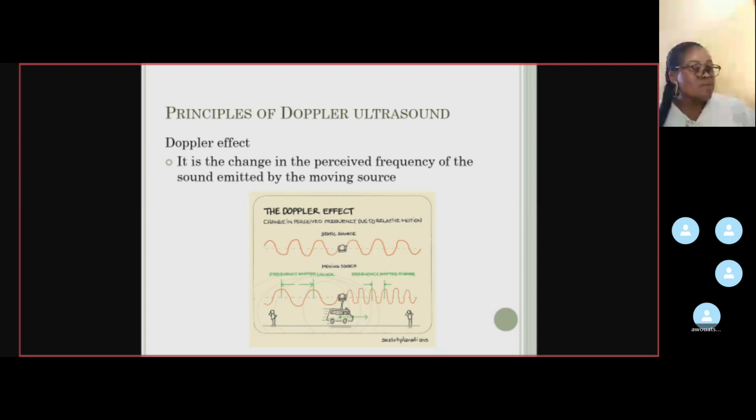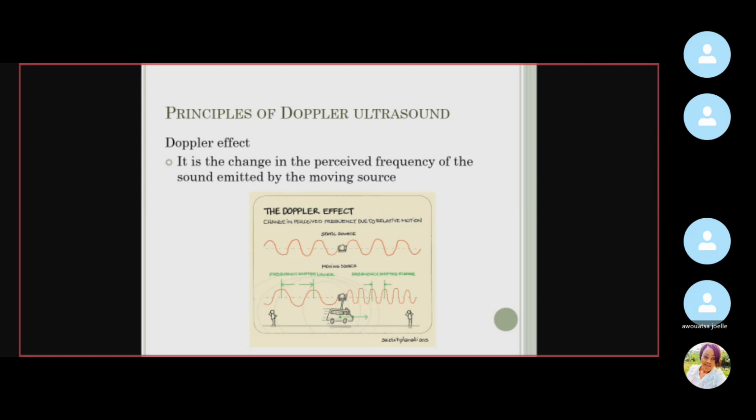So before studying Doppler, we have to know a little bit of physics about it. There is something called the Doppler effect. That is, it is the change in the perceived frequency of the sound which is emitted by a moving source. You all have heard about the siren of the ambulance. See in the picture, you can see the ambulance moving towards two persons. One person is behind the ambulance and one is away from the ambulance, in front of the ambulance.